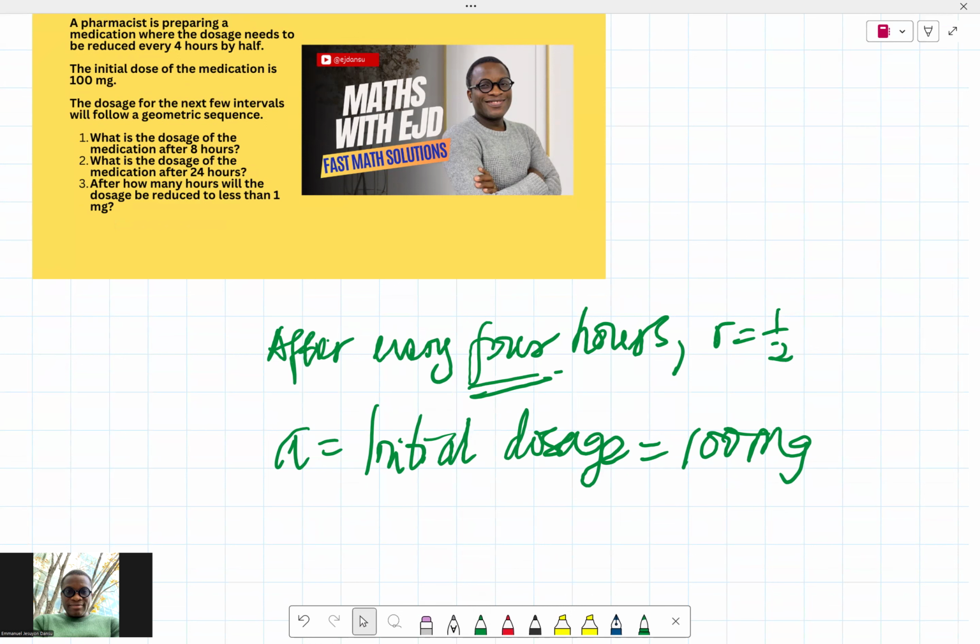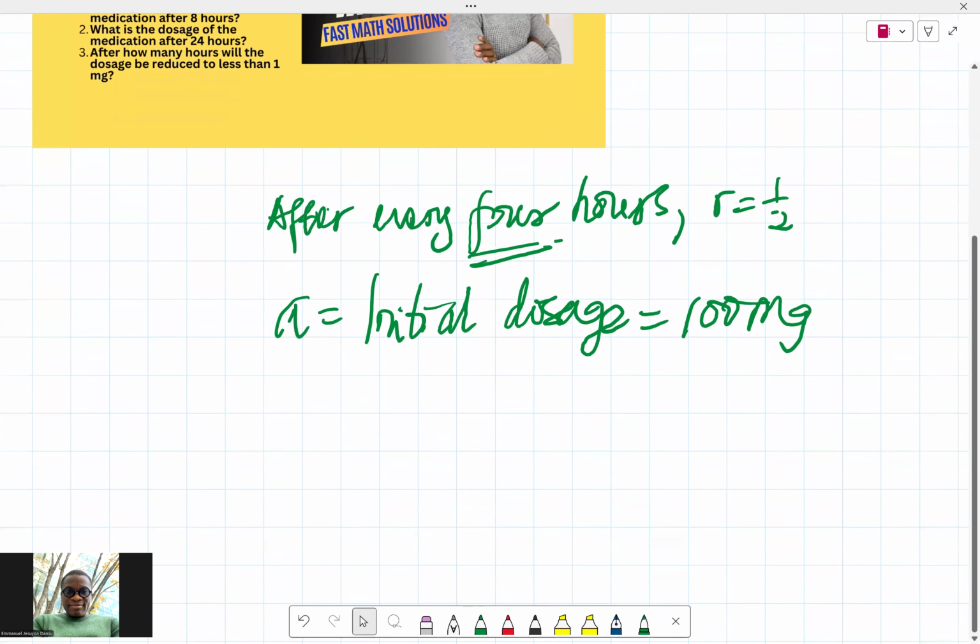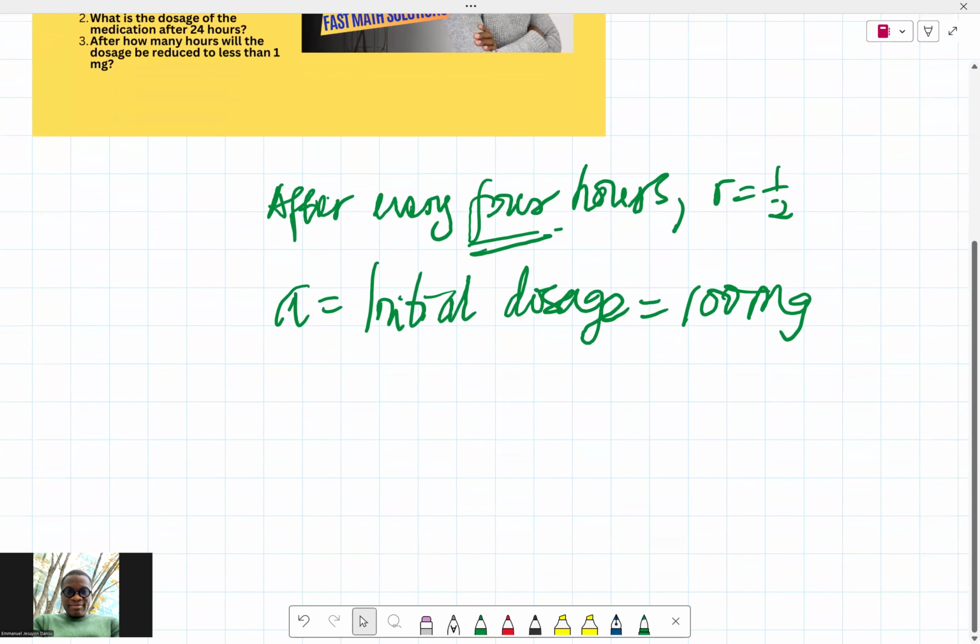So we have to answer these three questions. What is the dosage of the medication after 8 hours? In that case, it's after every 4 hours. So I think one easy way we can do this is like this. We can actually say at the 0th hour, we have 100 milligram.